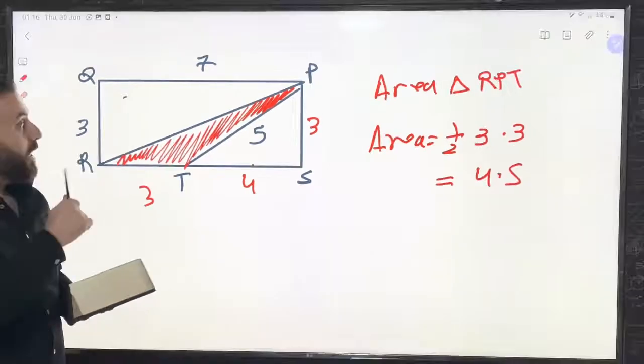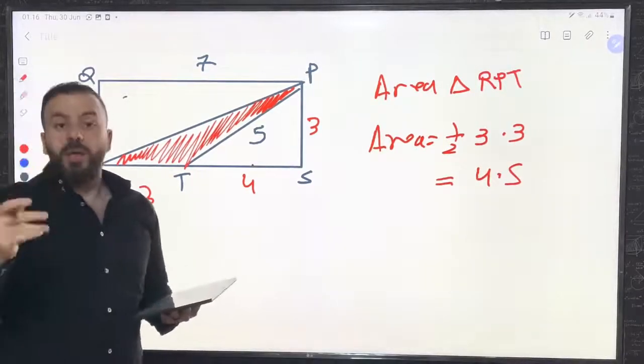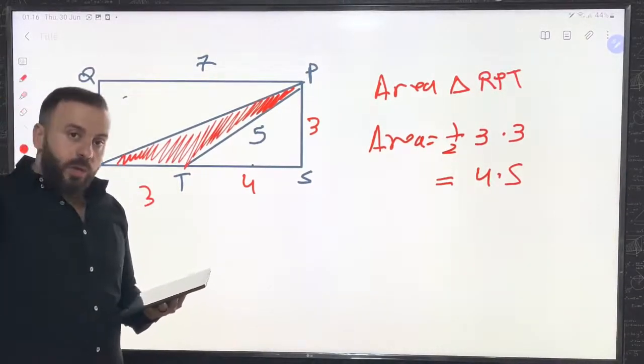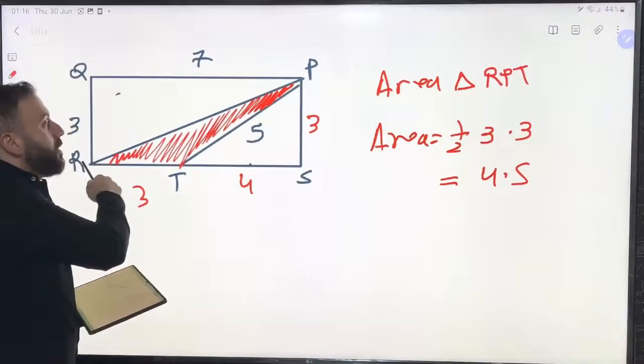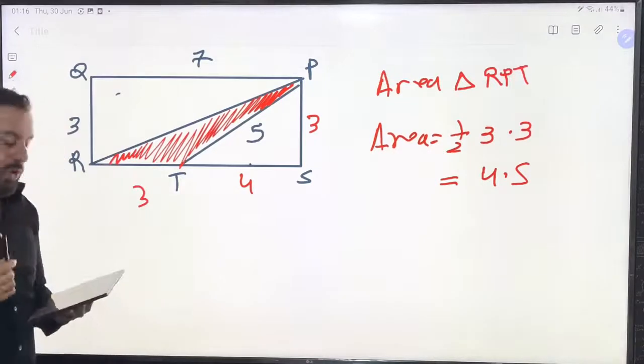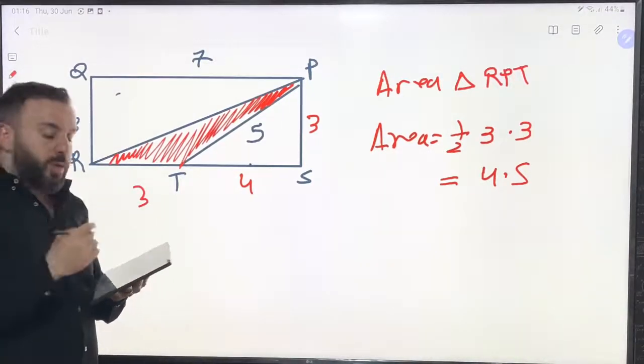This is the end of question 3. Now, in the same video, we're going to see the same question, but I'm going to ask about the perimeter of RPT. So let's watch it again. Waiting for question 4, the same question.